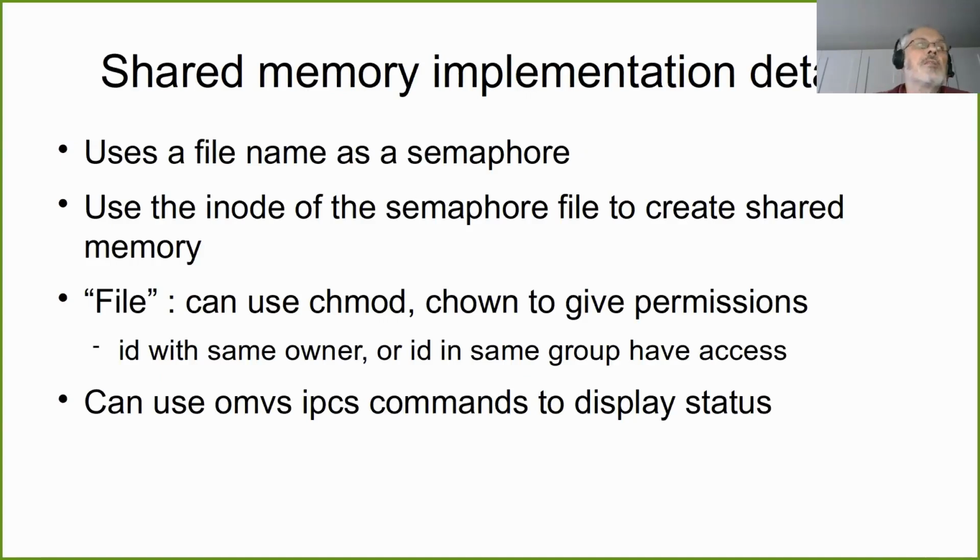A bit of technical detail. For most people, you can forget this, but it uses a file name as a semaphore. So if you've got multiple JVMs updating this cache, it uses a semaphore linked off a file name to serialize access to it. This shared memory is just like a file. So for example, you've got ownership of it, you've got group owner, you've got user ID owner, you've got permissions and so on. And if you want to display things about the shared memory, you can use the OMVS IPCS command. This is not the dump formatting IPCS. This is the inter-process communication command to display the status.